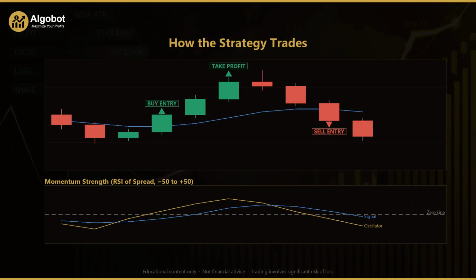The oscillator crosses down through the 0 line, moving below its signal line, and price has now closed below the blue trend moving average. All three short conditions align, and the sell entry marker prints. This time the stop-loss sits above the entry at 1.3 ATR, and the take-profit projects lower at 2.4 ATR.